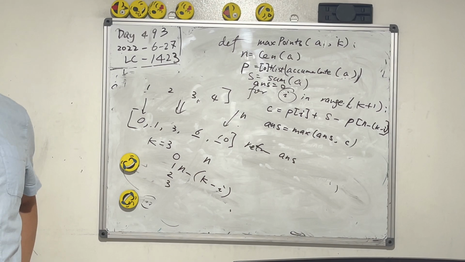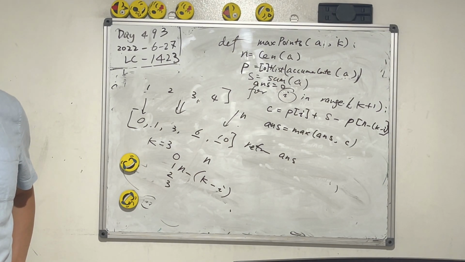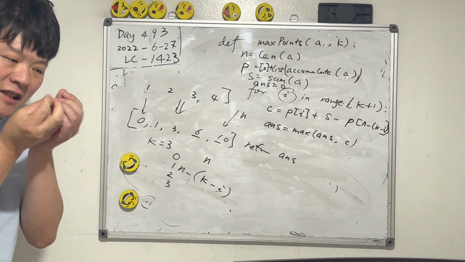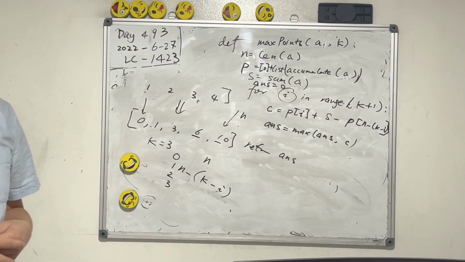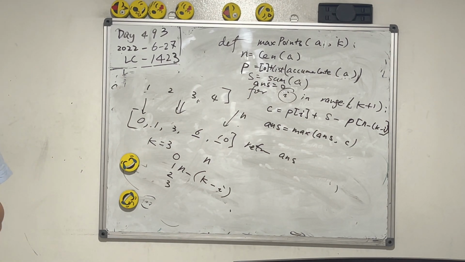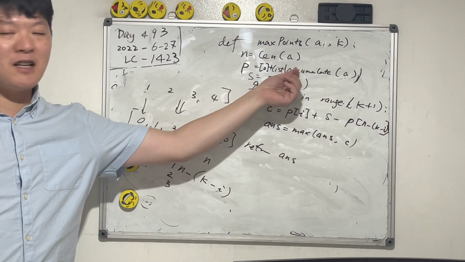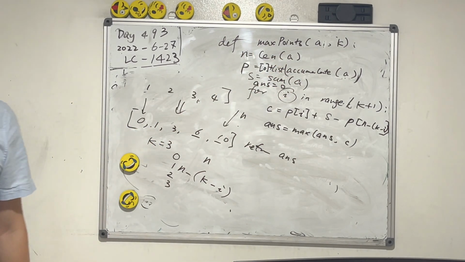What is the meaning of the word accumulate? Accumulate in English. Put it all together, little by little. Accumulate. In Python, accumulate is basically like prefix sum.